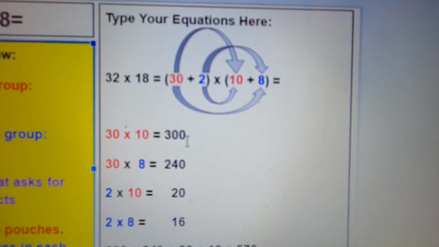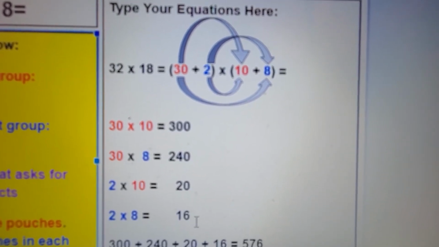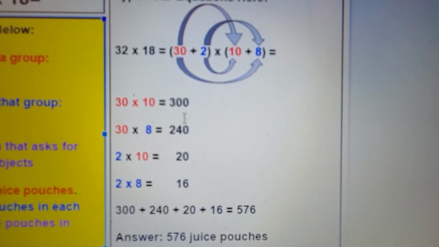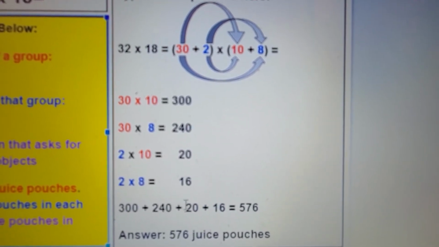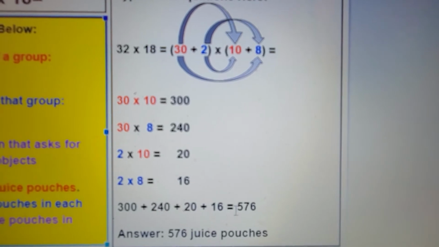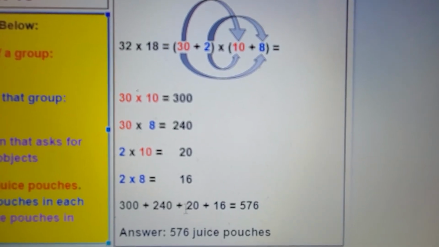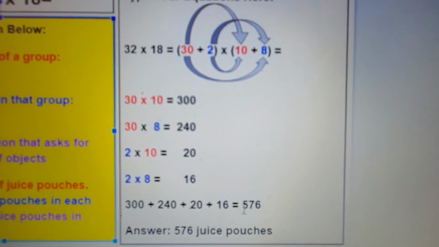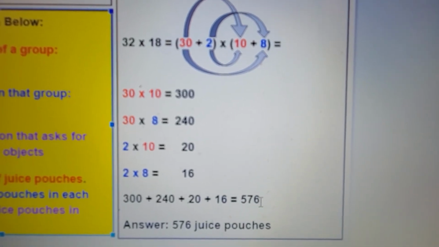So when you're done, you should have 4 cluster problems, 4 equations. And then you add up the products: 300, 240, 20, and 16. And you have to show this, boys and girls. You must show this step. And then if you need to do the math on paper somewhere, that's fine. But you add it up and you get 576.